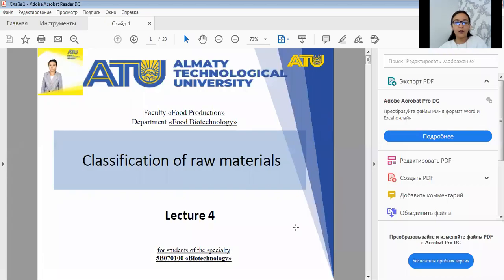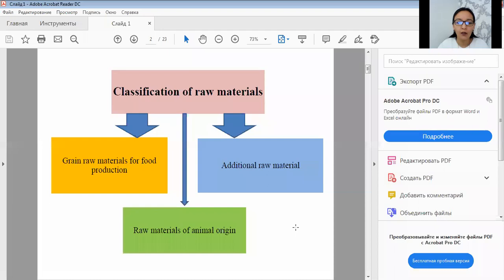Төртінші лекциямыз, lecture number 4, the title is Classification of Raw Materials. The classification of raw materials is divided into three groups. The first group is grain raw materials for food production. The second group is raw materials of animal origin, and the third group is traditional raw material.